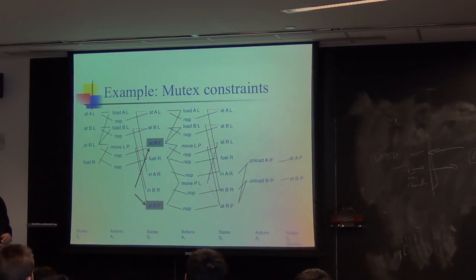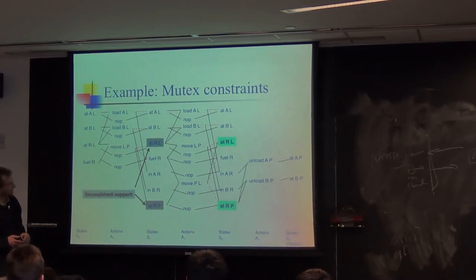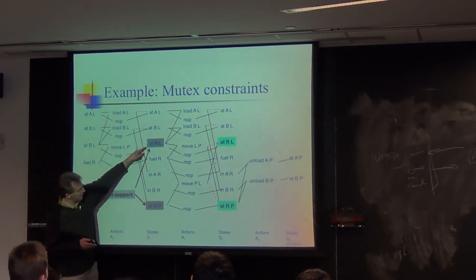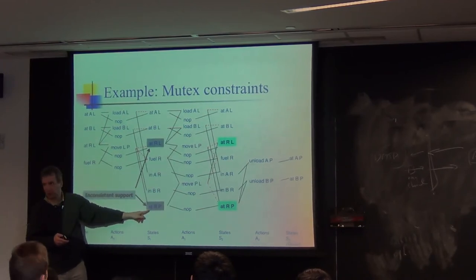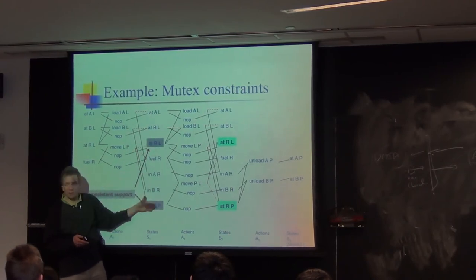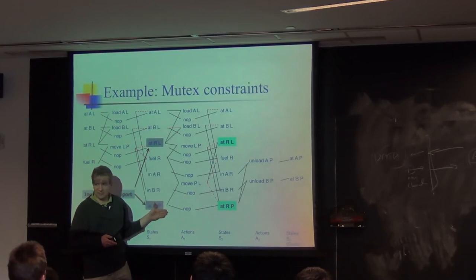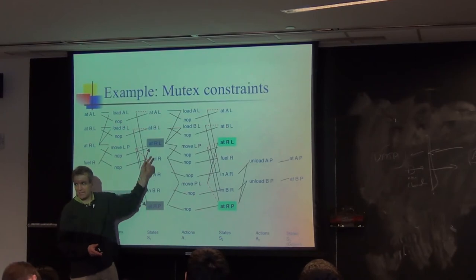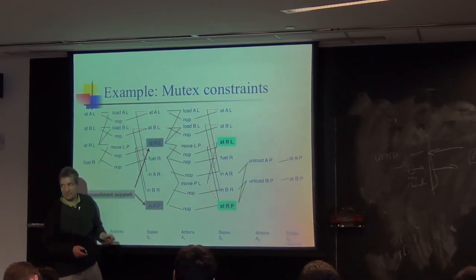Okay, let's look at this. Inconsistent support. So over here, just to remember how this works, this has to be at R at L, and this has to be at R at P in order for these conditions to hold, right? And anything that these things support, they're obviously inconsistent. Anything that they support over here have to be partitioned off from each other. Things that depend on this can't be done at the same time as the things that depend on that. Okay, so that's inconsistent support.